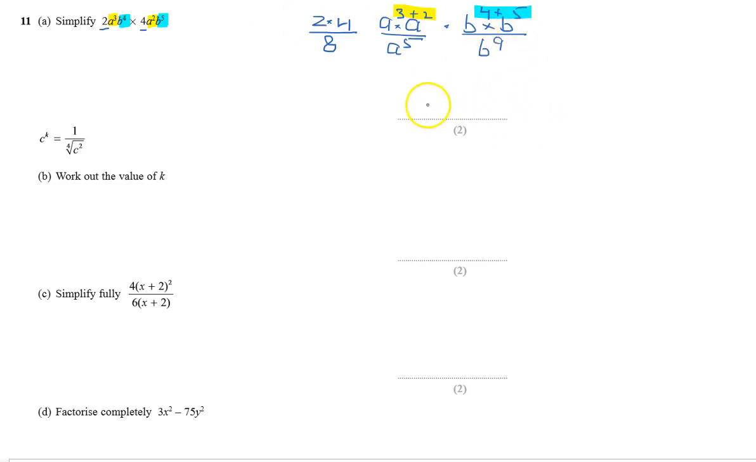So the answer will be 8 a to the power 5 and b to the power 9. So this is the answer of part A. Simplify this.